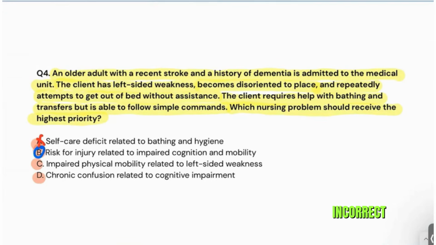Letter A is incorrect because self-deficit is not immediately dangerous. Letter C is also incorrect because mobility impairment is important, but safety takes priority. And letter D is also incorrect because confusion is chronic and not the immediate threat. Let's go to the next question.